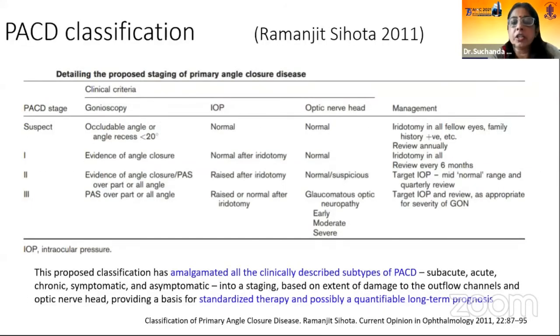One of the nearest classifications that have come towards a standardized classification is one that has been proposed by Dr. Ramanjit Sihota in 2011. She has classified the clinical criteria under gonioscopy, IOP, optic nerve head, and also with a management protocol depending on the staging. This proposed classification has amalgamated all the clinically described subtypes of PACD into a staging based on the extent of damage to the outflow and the optic nerve head, providing a basis for standardized therapy and possibly a quantifiable long-term management.